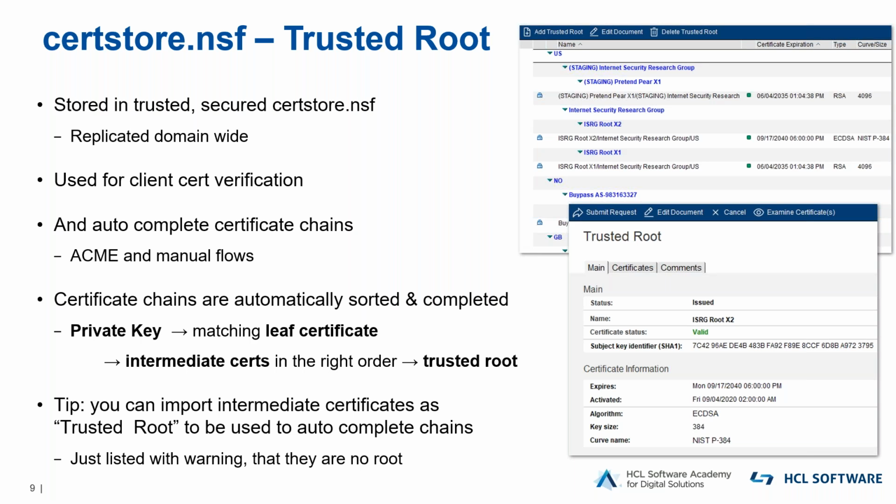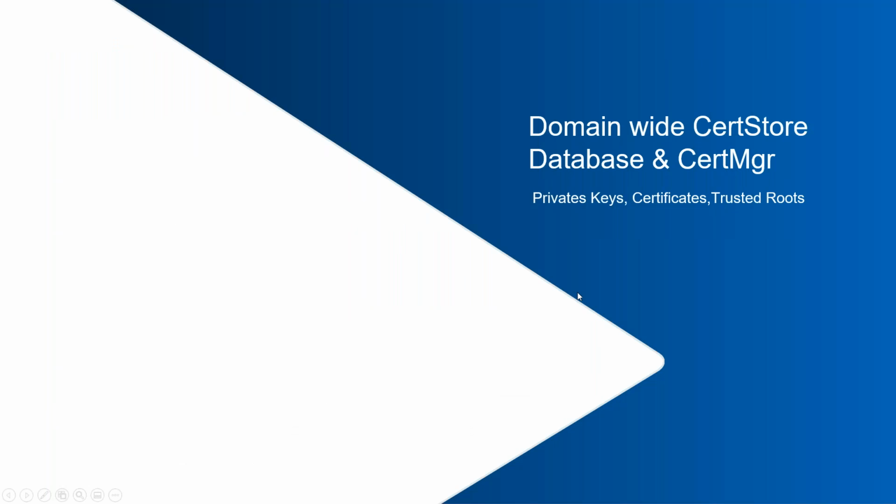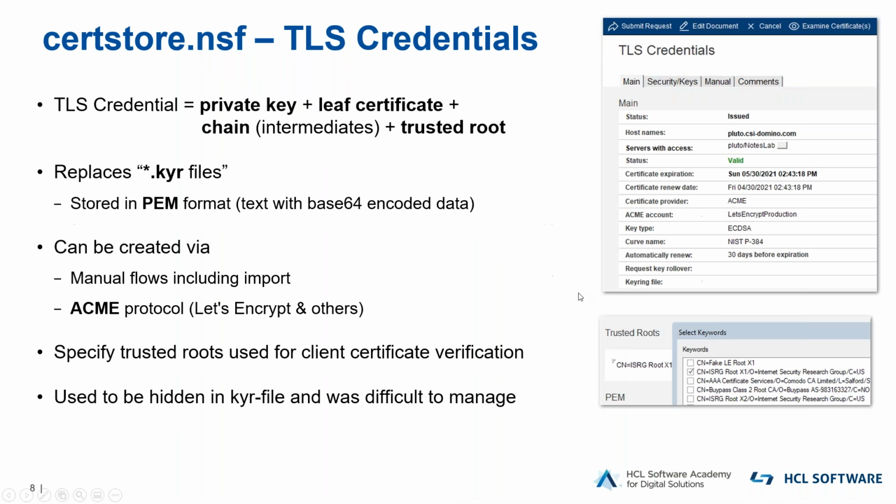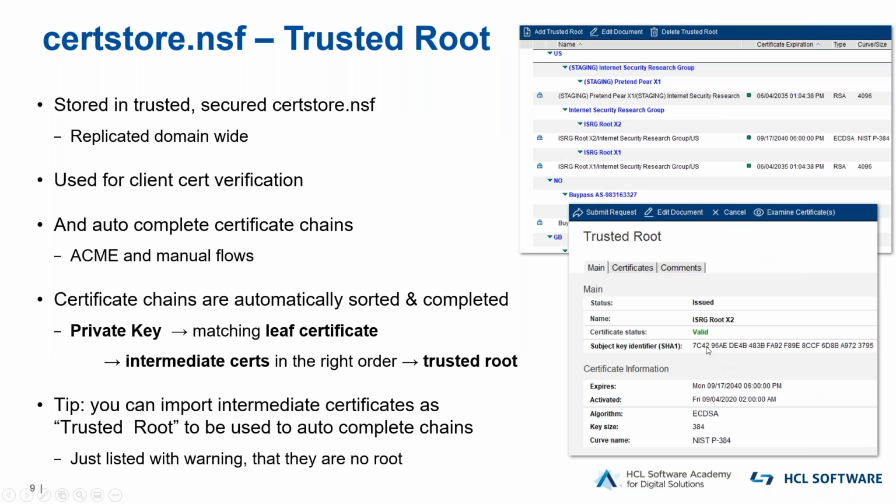You just create a document, you paste it in, you submit the request, and then they are available with all the details. You see on the right-hand side here, oops. You see that you have all the details of the certificates, of the trusted roots, and also it gives you the subject key identifier, it gives you the expiration, the algorithm used, the size, the curve, and so on, right?